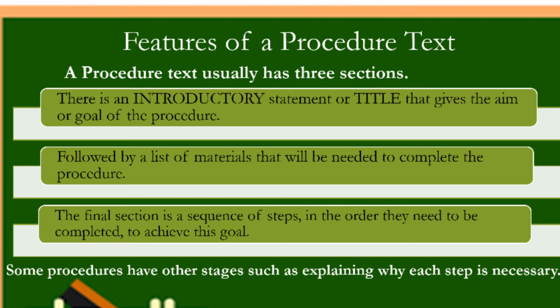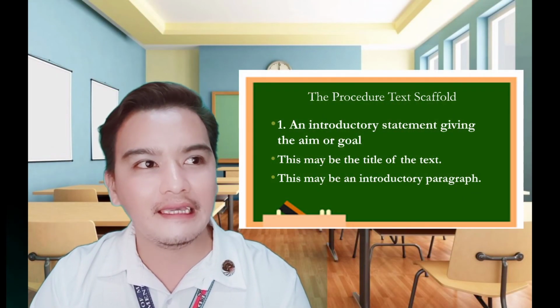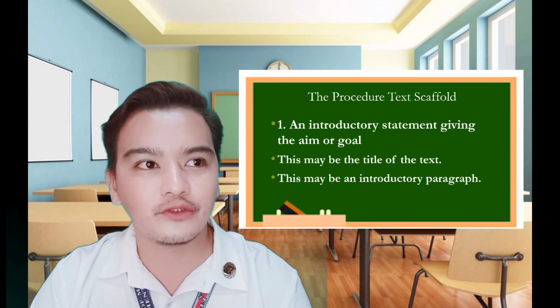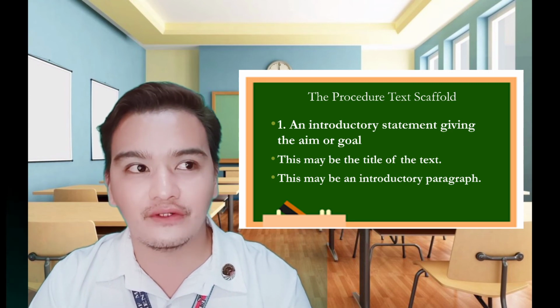And the final section is a sequence of steps in the order they need to be completed to achieve this goal. Some procedures have other stages such as explaining why each step is necessary. Let's elaborate these steps in writing a procedure using a text scaffold.